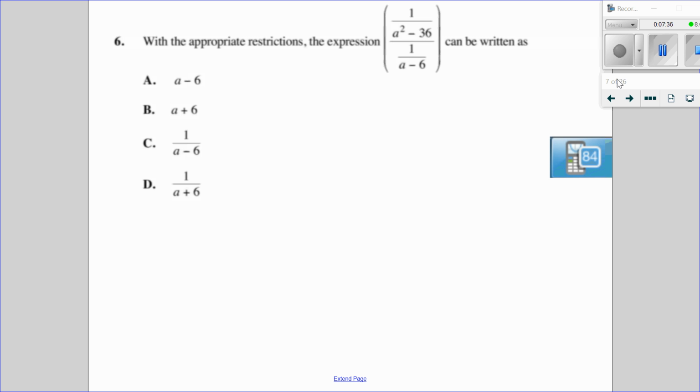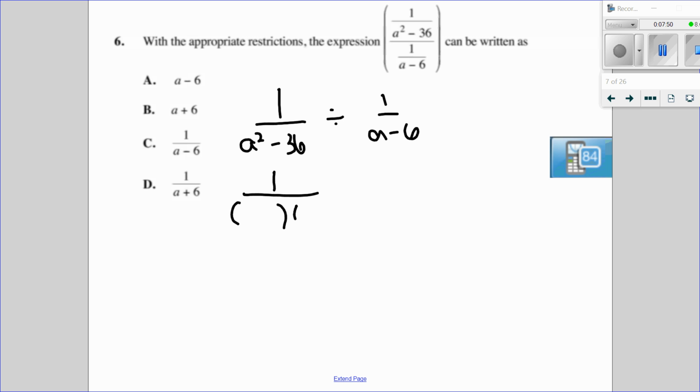Okay, number 6, we are going to do division. So remember, when I have fraction over a fraction, I can quickly change this into a simpler looking question by just doing this. So now I'm just going to factor. So a squared minus 36, that's a difference of squares. So square root of a squared is a. Square root of 36 is 6. I add one factor and subtract the other.